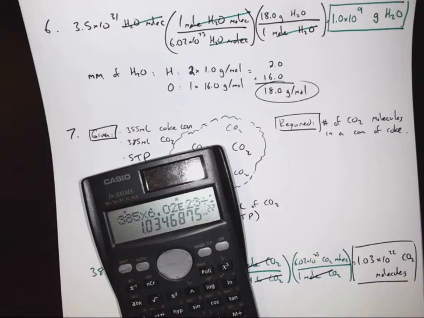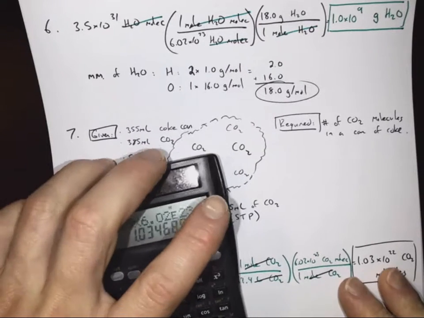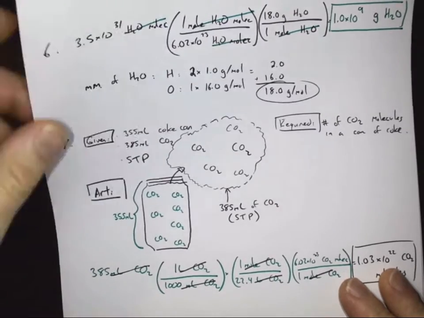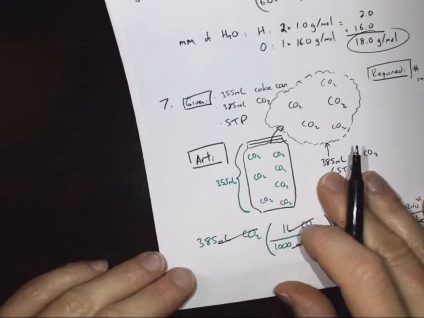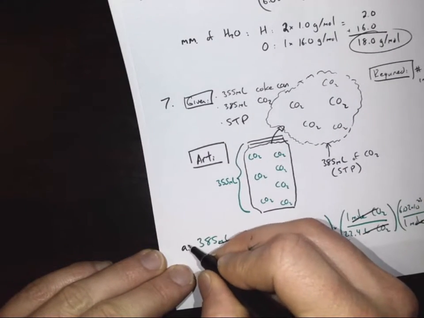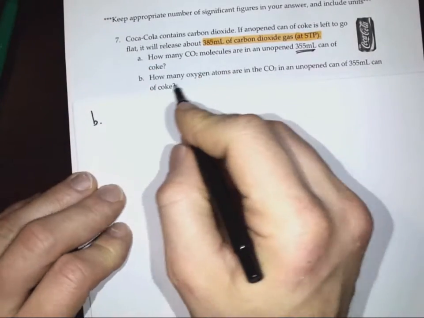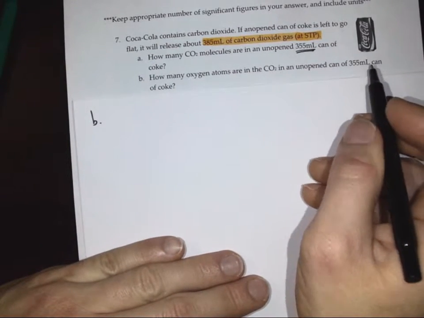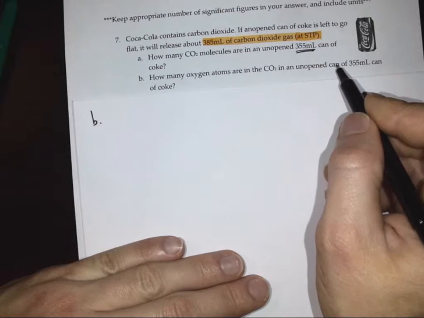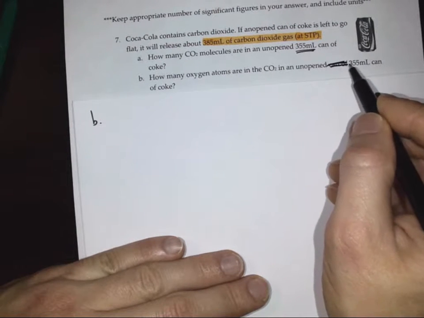Okay, I think there's another couple steps here, so let's finish this question off. So that's A. I'll just write that here. Alright. So 7B builds on that. It says, okay, how many oxygen atoms are there in an unopened 355 ml can of Coke?